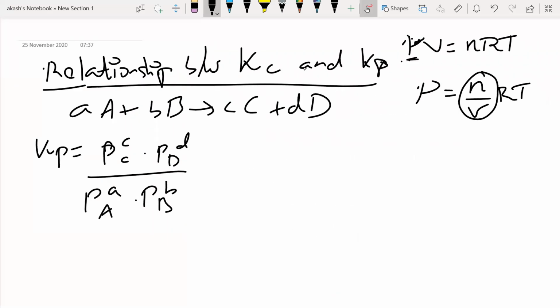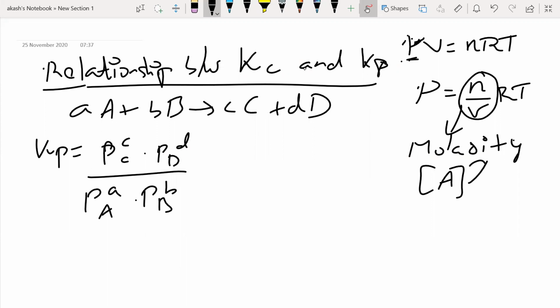Right. So remember, this is my molarity, number of moles by volume. And that's exactly what we use here for your Kc equation. When I write the concentration of A in brackets, that means the molarity of A: number of moles of A divided by volume. Please remember this formula, number of moles by volume.